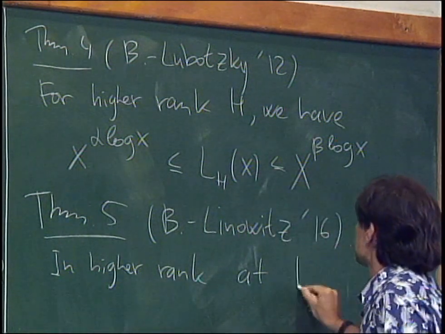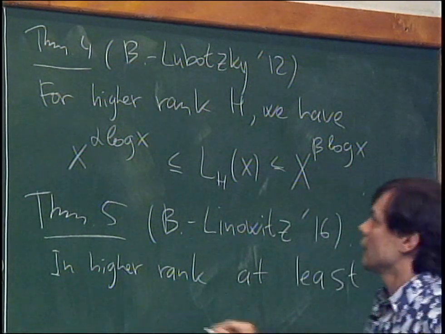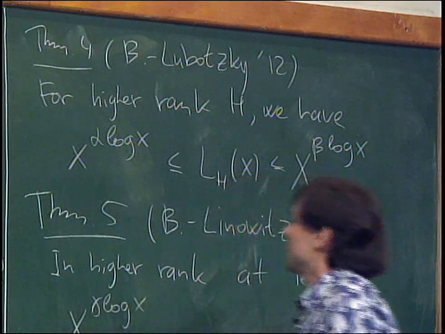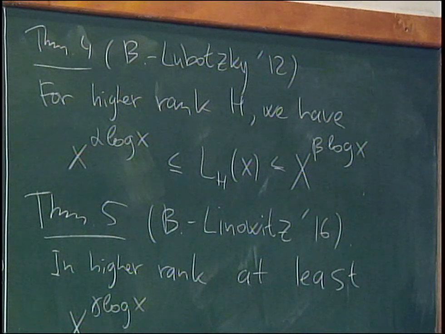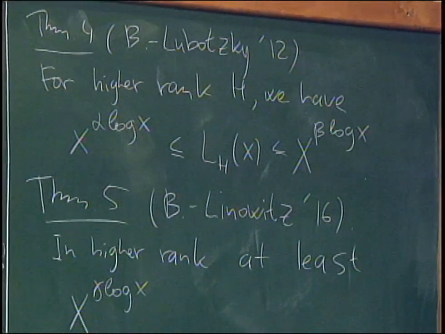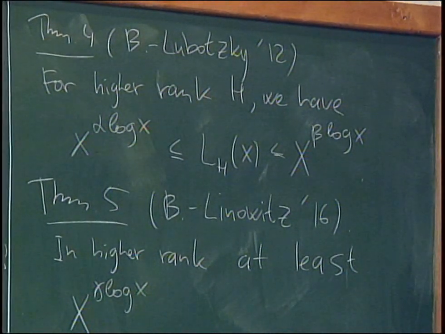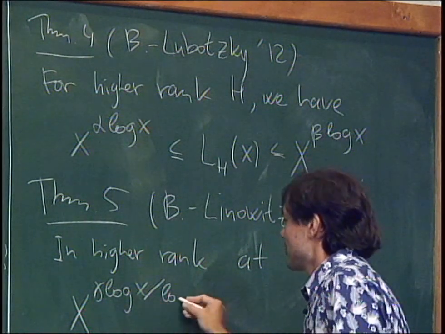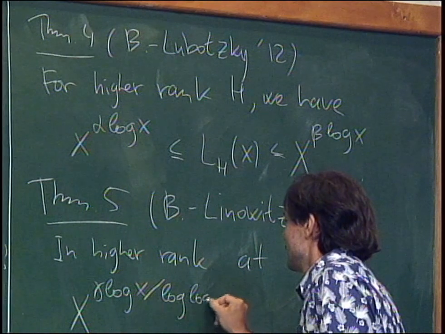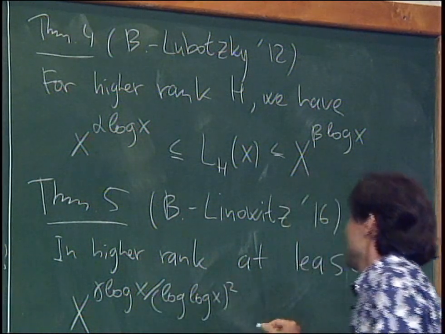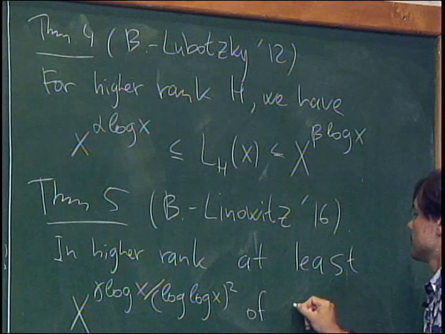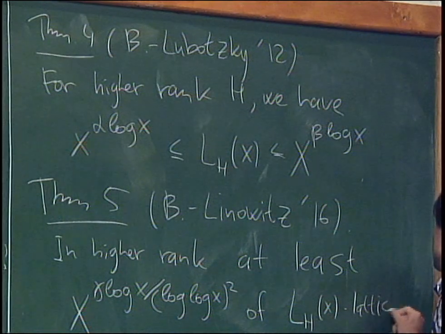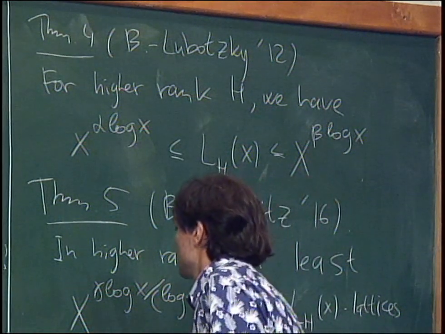at least say, x to the power gamma log x locally symmetric spaces of volume bounded by x are mutually isospectral. But actually, sorry, what we prove is that x to the power log x divided by log x squared of L, H, X lattices are mutually isospectral.